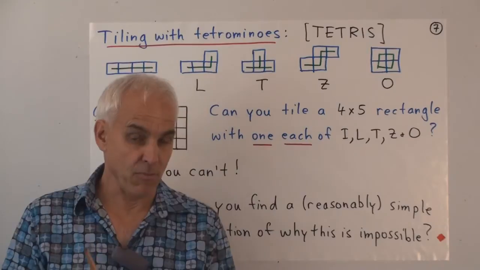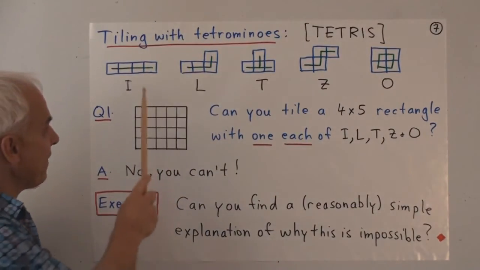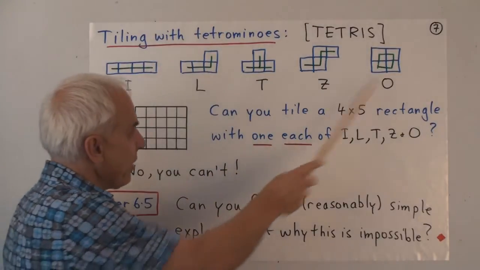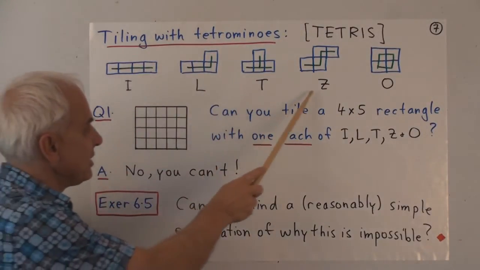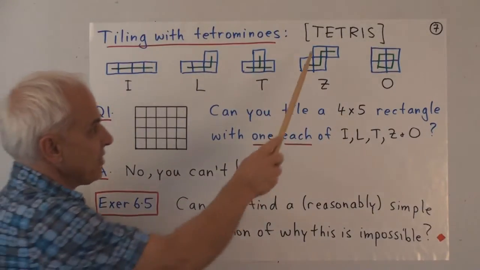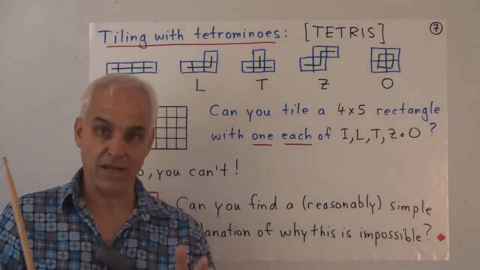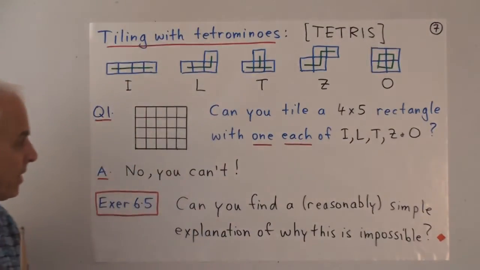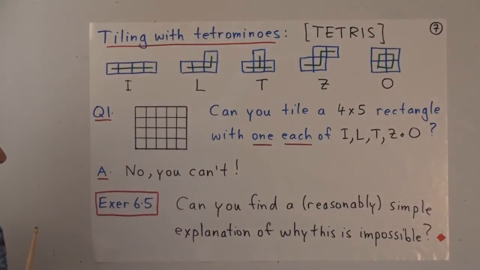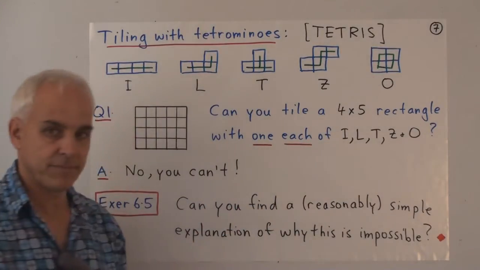So obviously things are going to get more fun when we get to tetrominos. So here are the 5 tetrominos that we've already talked about, and here are the names that we've given them: I, L, T, Z, and O. And I remind you, these are just the objects that appear in Tetris. And that's really a tiling game too, sort of a dynamical tiling game. Lovely game. So our first question is, can you tile a 4x5 rectangle with one each of these tiles?